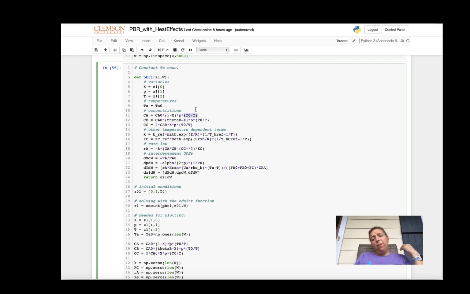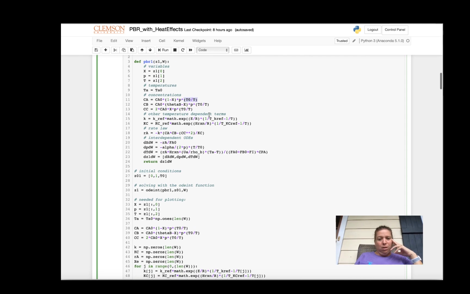So if this were a PFR with no pressure drop, I wouldn't need to include this term, and if this were an isothermal case, I wouldn't need to include this term. But in this example, I have both pressure drop and temperature change. So we need to now get used to including these temperature terms on our concentration equations.